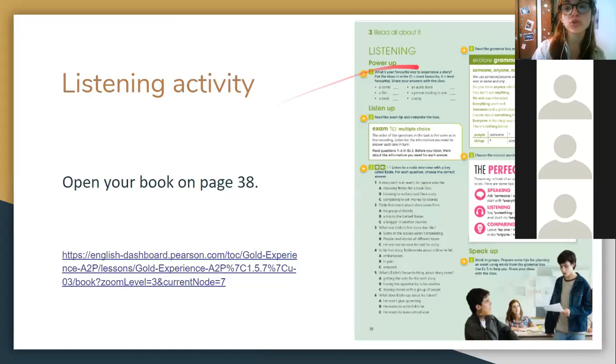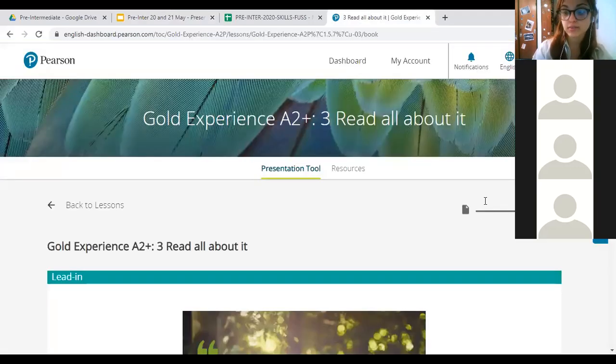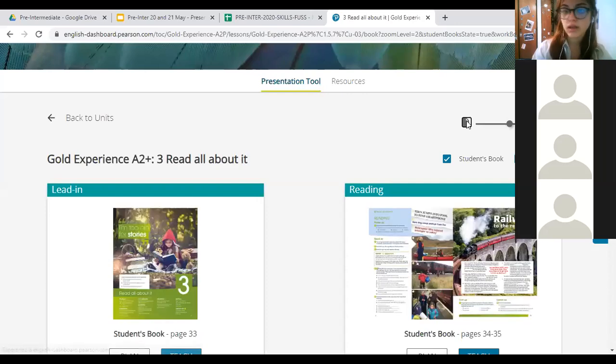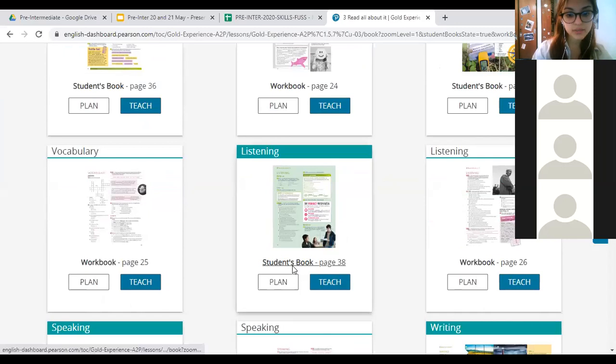and we're going to do a listening activity, right? This one is on page 38 on your book. It looks like this. So, if you have your book, open it on page 38. I'm going to open the tab. This is the listening.